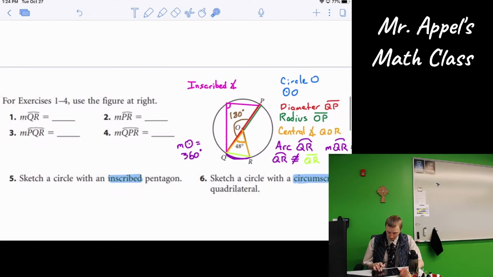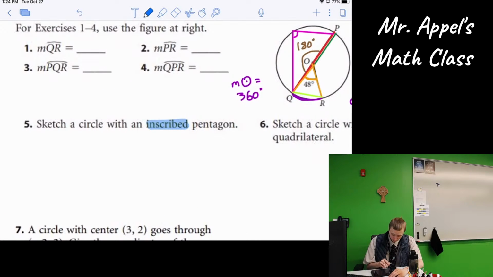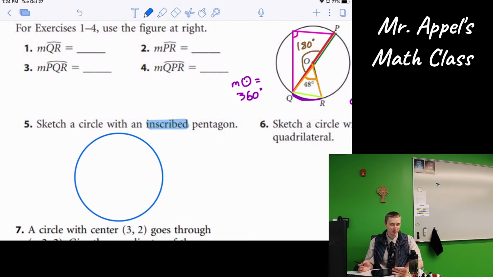Okay, a few more concepts to go. We've got inscribed and circumscribed. It's right there in the name. Scribe means to write. Inscribed is written within. So within my circle, boom, look at that. Oh, I love this program. My perfect circle, I can inscribe a pentagon.